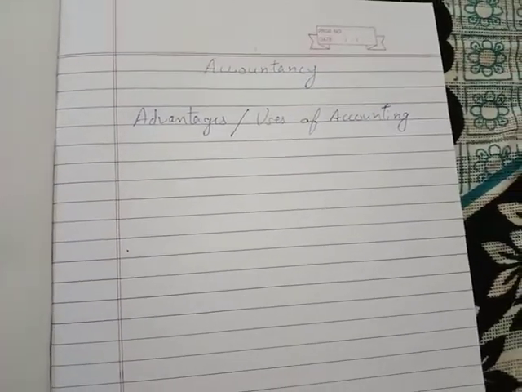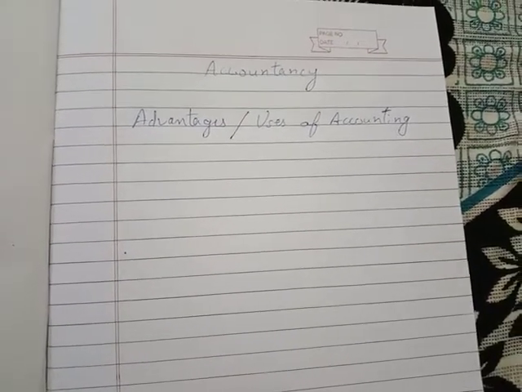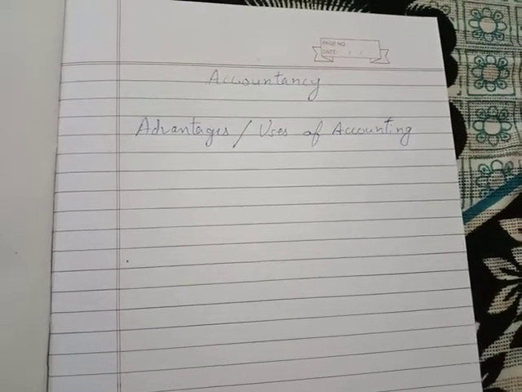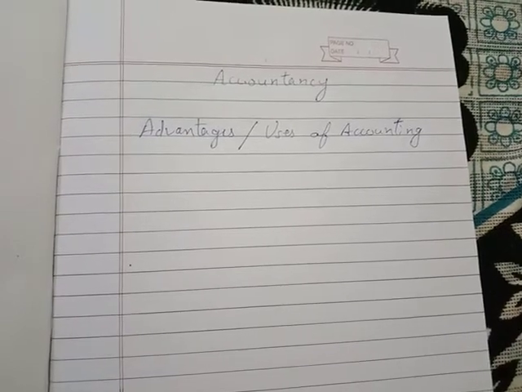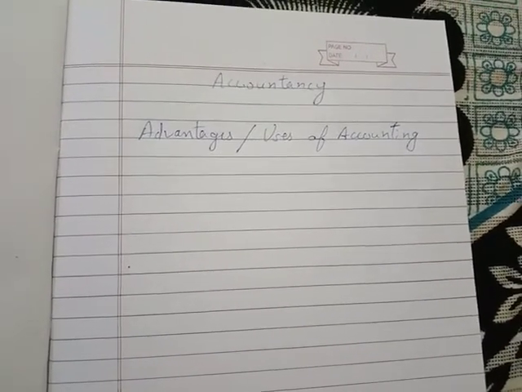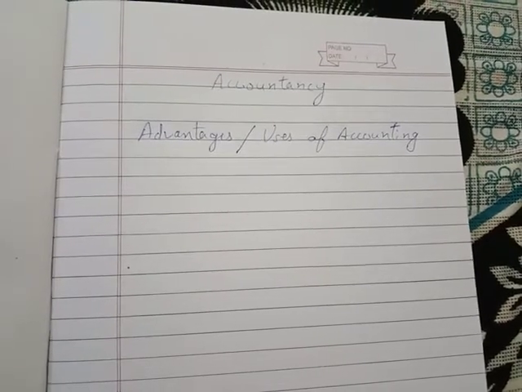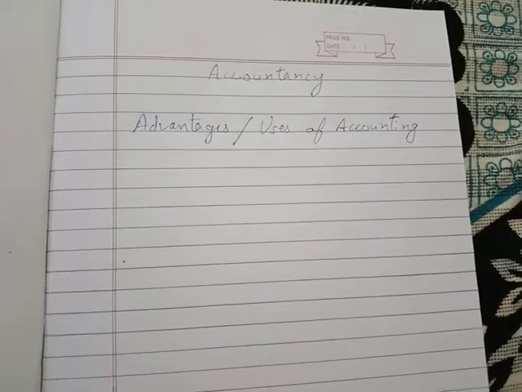Second one, accounting provides complete and systematic record. Business transactions have grown in size and complexity, and it is not possible to remember each and every transaction. Accounting keeps all the records of the business in a systematic manner and provides the true picture of the business.